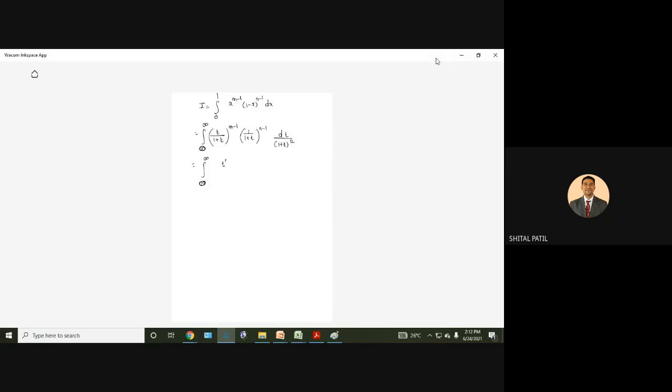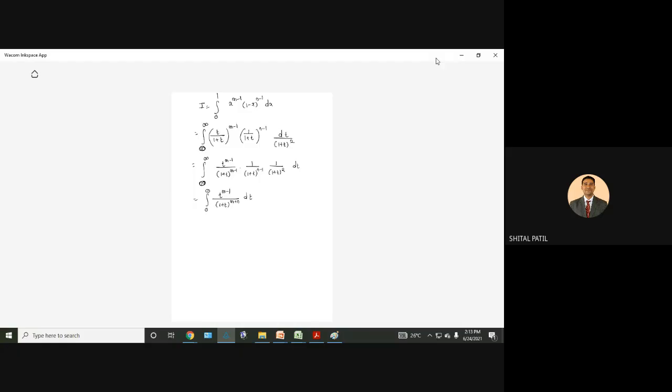t raised to m minus 1 divided by 1 plus t raised to m minus 1, times 1 plus t raised to n minus 1, times 1 plus t square, dt. Simplify. Plus 1, minus 1 is minus 2, minus 2 plus 2 will cancel. And this is what we have to prove. This is the third form in which we can write the beta function.